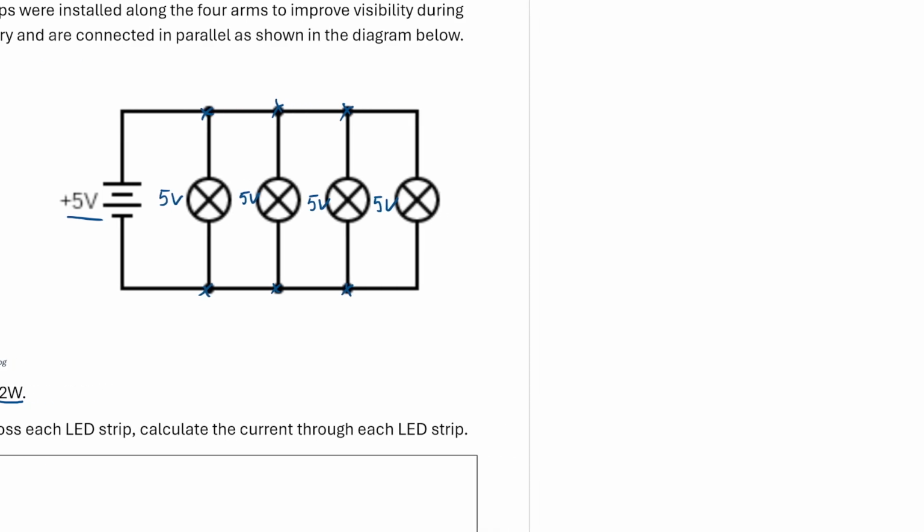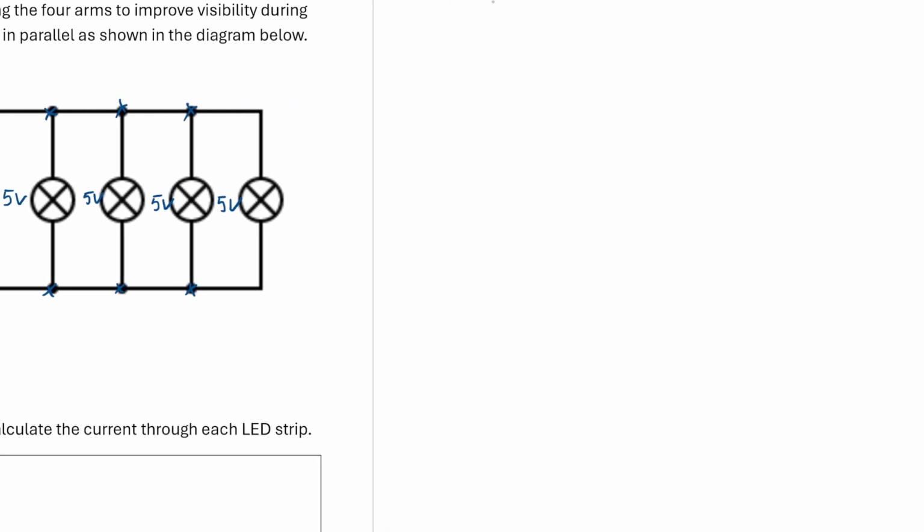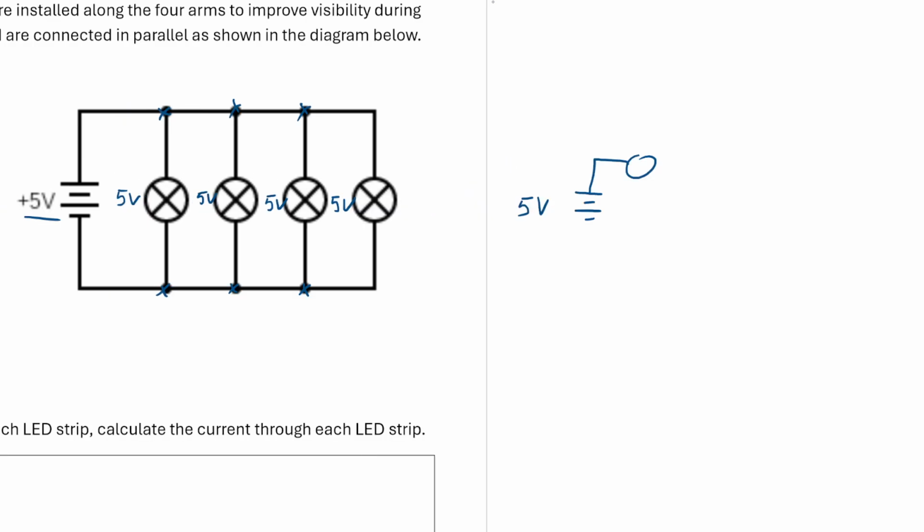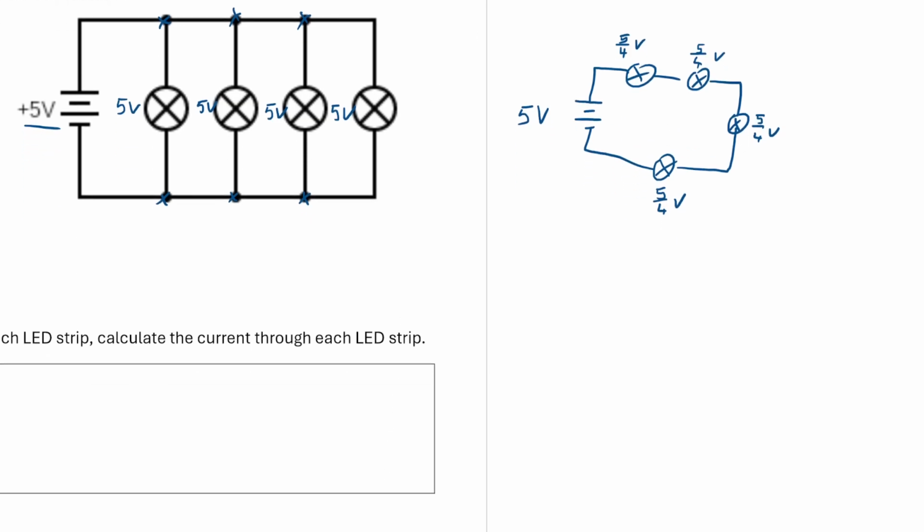Okay, and now let's just compare that to a series circuit. If we had a 5-volt battery and we had 4 LEDs connected in series now, that 5 volts is now split across each LED. So they would each get 5/4 of a volt, assuming they had the same resistance. Cool, so just watch out for series versus parallel.